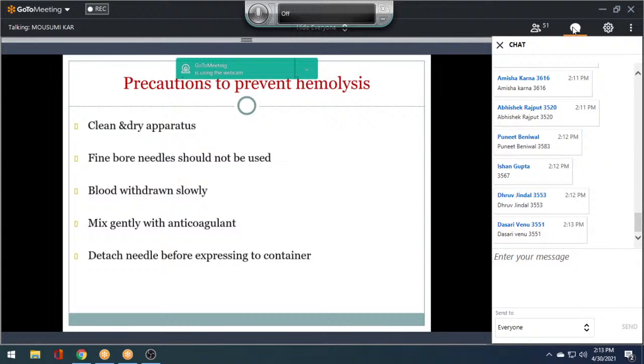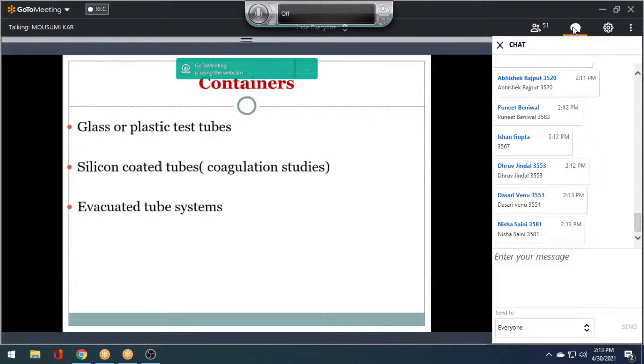Mix gently with anticoagulant, because we all know we are supposed to mix and we tend to get very aggressive with the mixing, but you're supposed to mix very gently. And before putting it into the vacutainer, you have to detach the needle because, again, if the blood goes through the thin needle, then it may hemolyze.